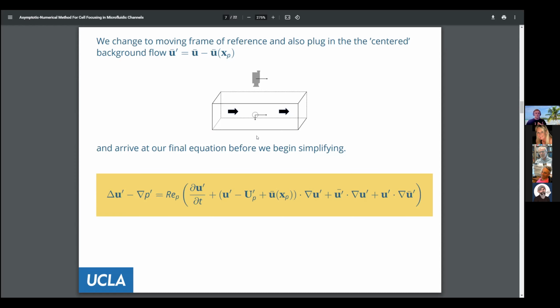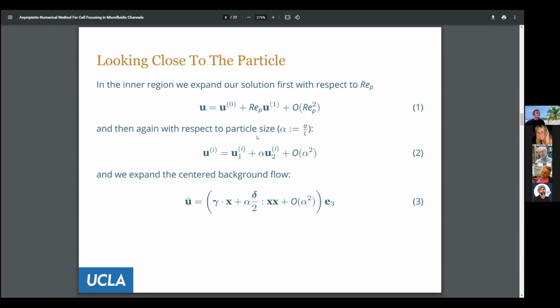So what we want to do now is to search for approximate solutions of this PDE. We want to separate the domain into two regions: an inner region where the effects of the particle dominate, and an outer region where the inertia of the background flow interacts with the disturbance caused within the inner region, to generate a particle migration.